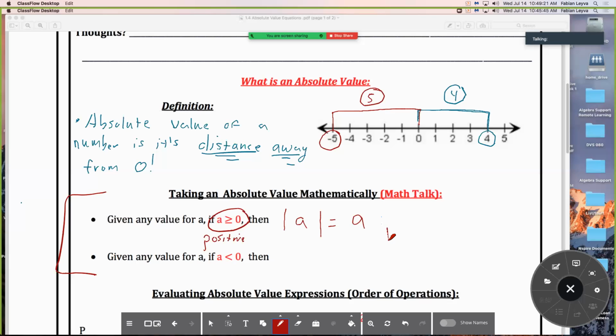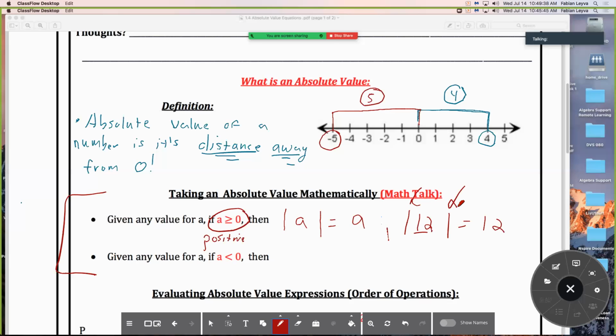More specifically, let's use a specific example. Let's say for some reason I want to know the distance away from 0 of 12. Well, how far is 12? What's the absolute value of 12? It's just a positive 12. Keep in mind that when you actually find the distance, the absolute value bars do have to disappear.